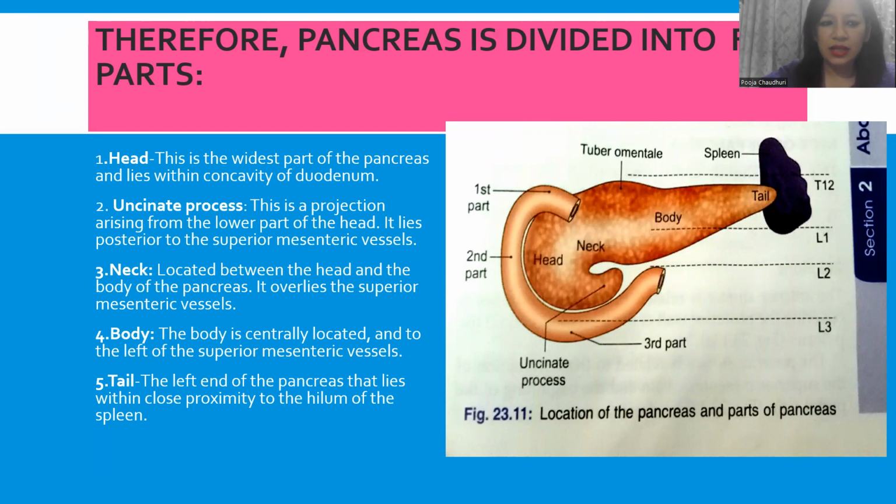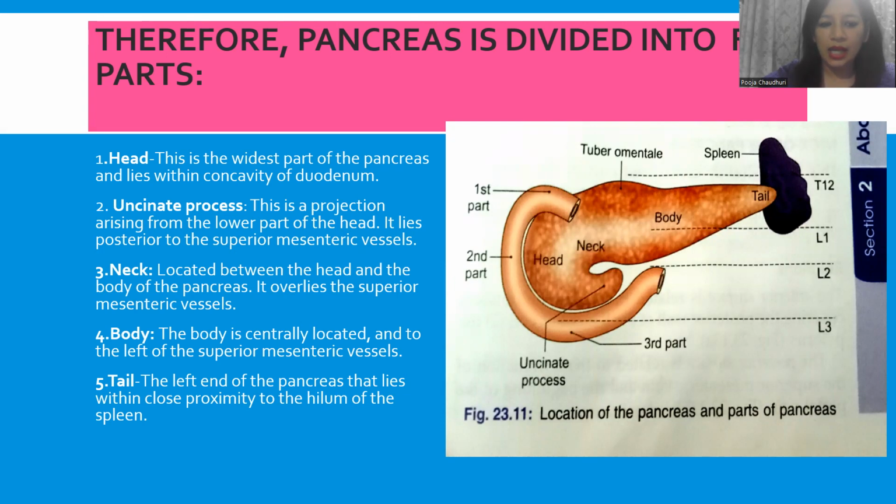The pancreas has parts which include the head, the widest part of the pancreas, lying in the concavity of the duodenum. This picture shows the head of the pancreas, which is very close to the duodenum. We can also see the uncinate process, which is the projection of the head arising from the lower part of the head. It lies posterior to the superior mesenteric vessels.